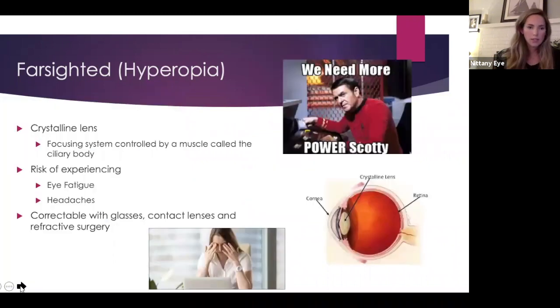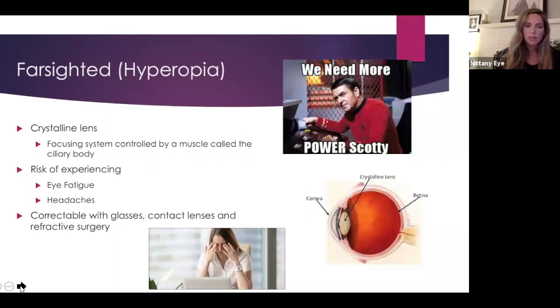So the crystalline lens actually plays a factor in people who are farsighted or have hyperopia. The lens in the back of the eye has muscles that flex and cause a change in the shape of the lens to focus light onto the retina. It works like a camera lens, changing shape and focusing onto the retina. The closer you hold something to the eye, the more you have to engage the muscle and lens to focus on that specific object.